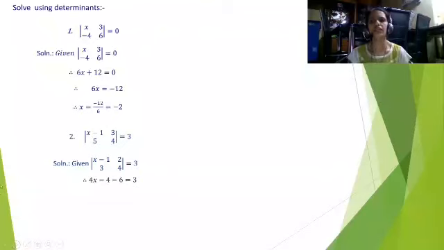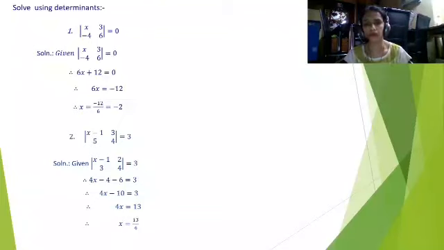So we are expanding it. x minus 1 into 4, so it will become 4x minus 4. Then minus 2 into 6, that is 2 into 3, that will be 6. So it is 4x minus 4 minus 6 equal to 3. So it is 4x minus 10 is equal to 3. That 10 you have to take on that side. It will become plus. So it will become 4x equal to 13. x will be equal to 13 by 4.